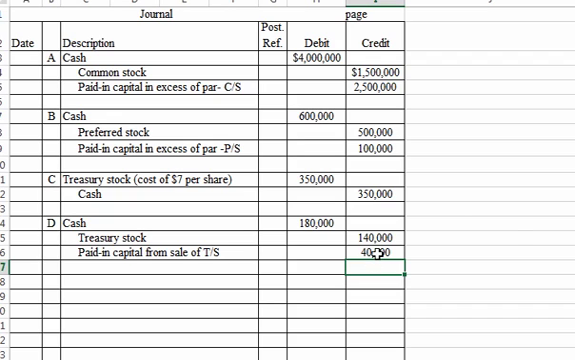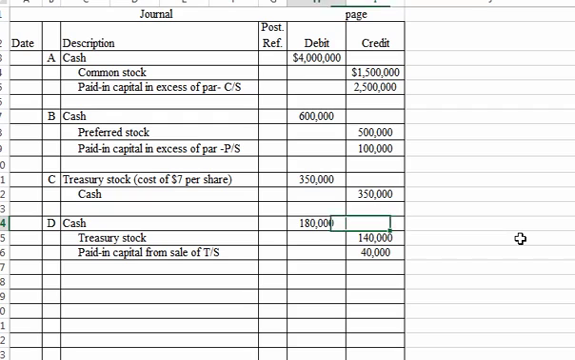You could also calculate that a different way, though. We sold the shares for $9, purchased them for $7. There's a $2 spread there, so we could say $2 times the number of shares sold in D, which was 20,000. And we get the 40 either way. Shares sold seems to be hard for me to say for some reason. Hope that one makes sense.